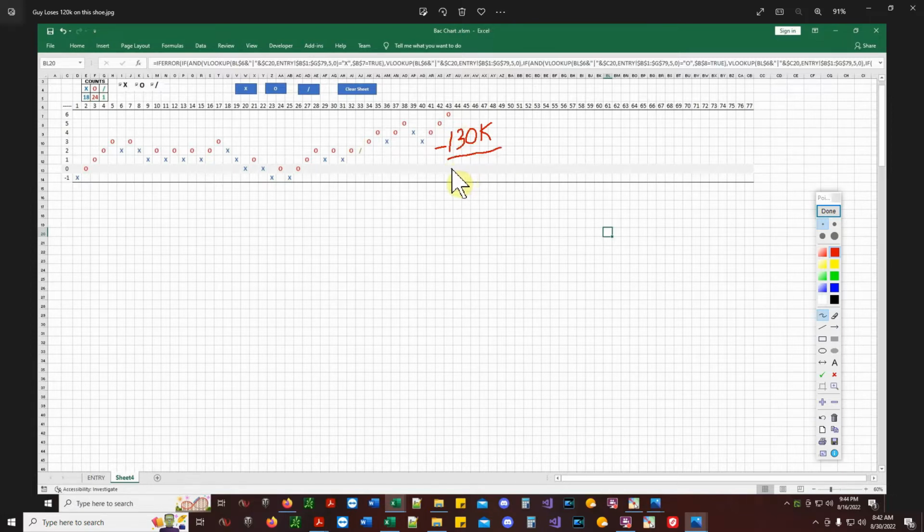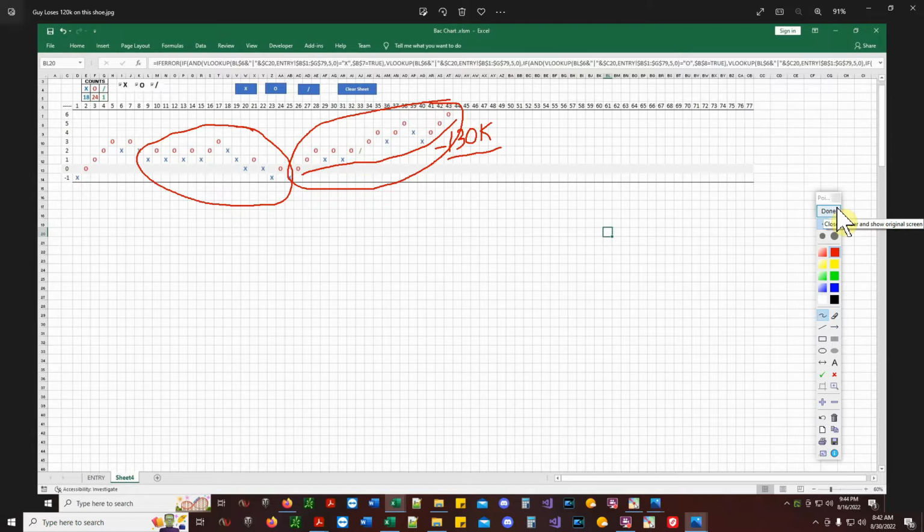Wiped his account clean. When a person goes on tilt, a person is not willing to take any advice from anybody. All reasoning goes out the door. This guy was on tilt back in this area somewhere. And when it really started going against him, that's when he went off. 130,000. I would love to sit down and consult with him and see if I can help him change his game.